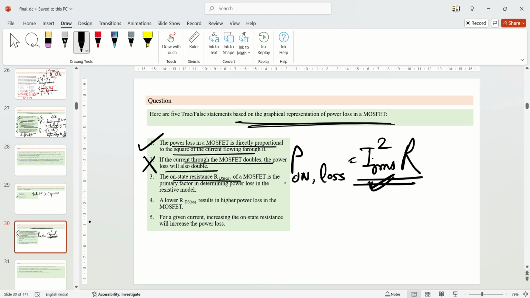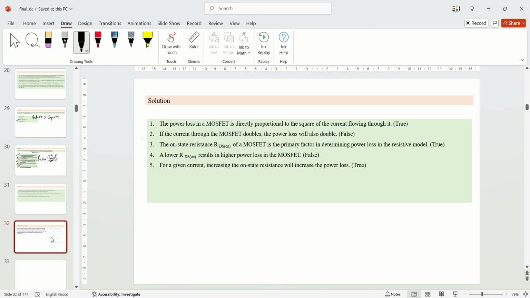The on-state RDS of the MOSFET is the primary factor in determining the power loss in the resistive model. That is true. Lower RDS results in higher power loss. That is false, because it is directly proportional. For a given current, an increase in the on-state resistance will increase the power loss. That is true. So this is the correct statement.